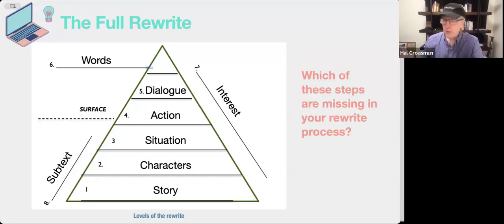So ask yourself, take a look. Which of these steps are missing in your rewrite process? And which of these steps do you wish were better? Because again, that's part of becoming a pro. If you want to become great as a writer, the big key to that is constantly improving.